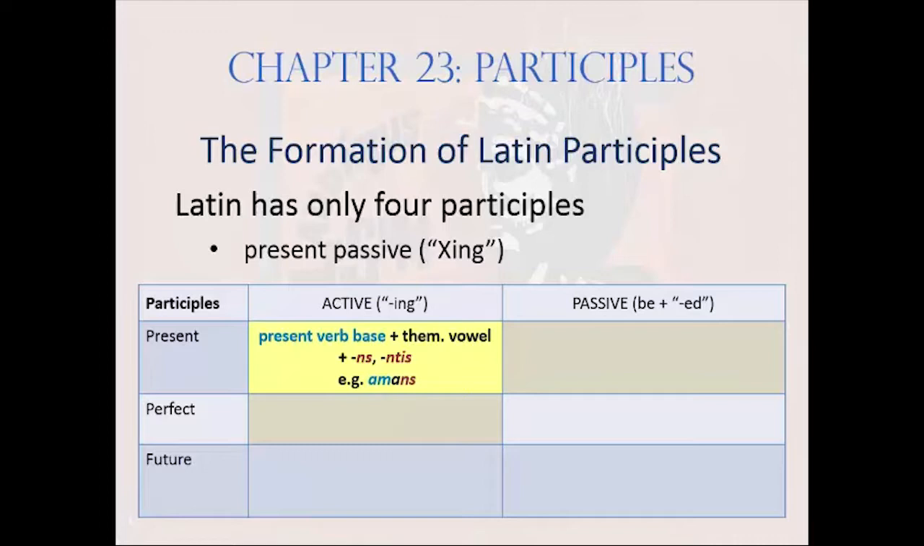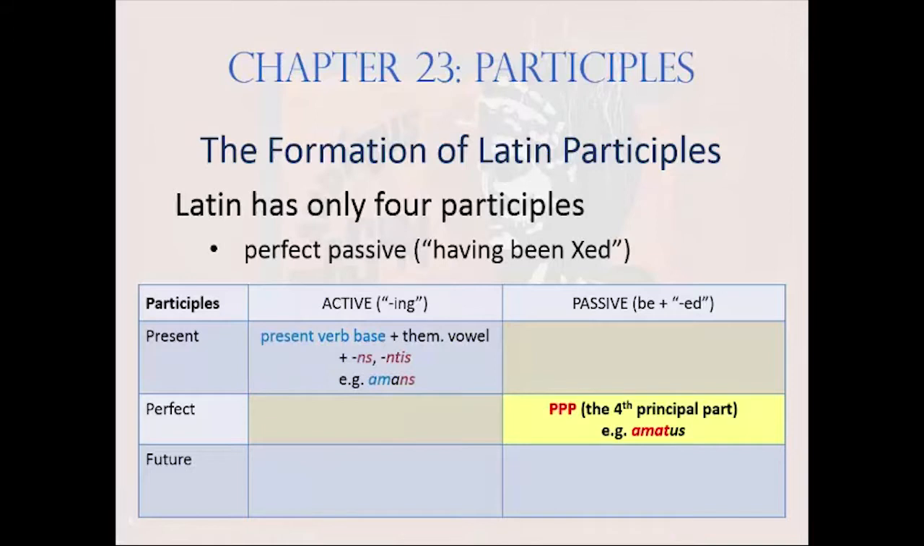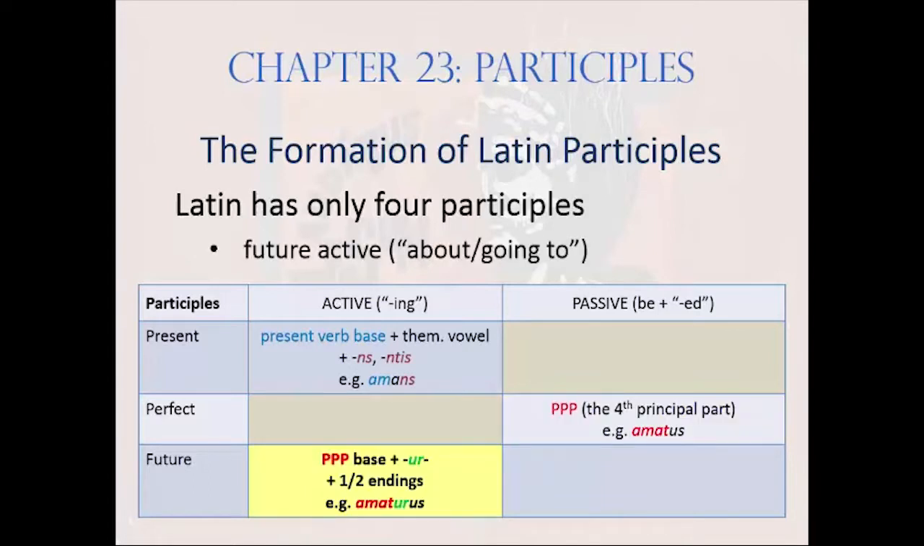No present passive participle in Latin or perfect active participle, so on to the perfect passive participle, which you've already learned. It's the fourth principal part of the verb. In the case of amo again, amatus, -a, -um. Take that same base, add -ur between the perfect passive verb base and the ending, and you have the future active participle. Its distinctive -urus ending follows first-second declension, rendering forms like amaturus. Funny that a future form uses the perfect passive base, but that's the way it is. Don't let that trip you up.